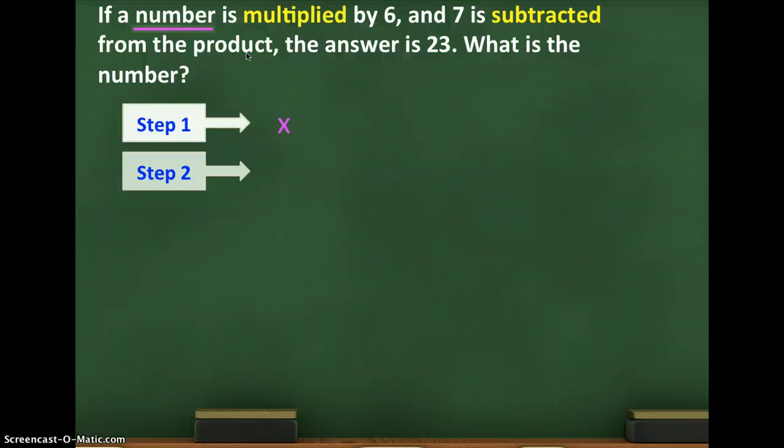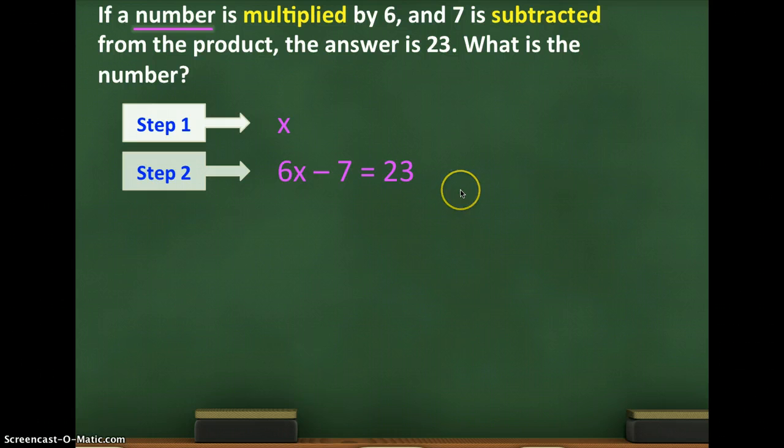So when I write the equation, we have 6 times x minus 7 equals 23. Now, this part about equals 23 should be easy because here it says the answer is 23. So it's straightforward. The answer should be 23. Okay. Now let's check our equation. Is it appropriately written?